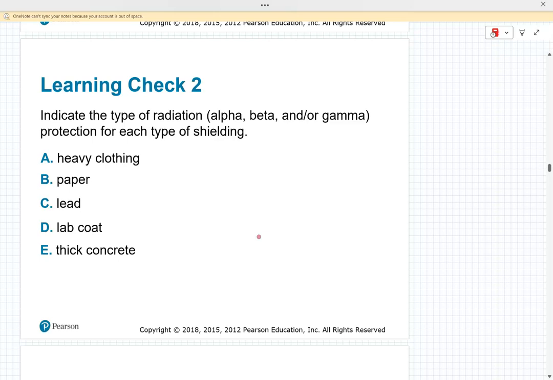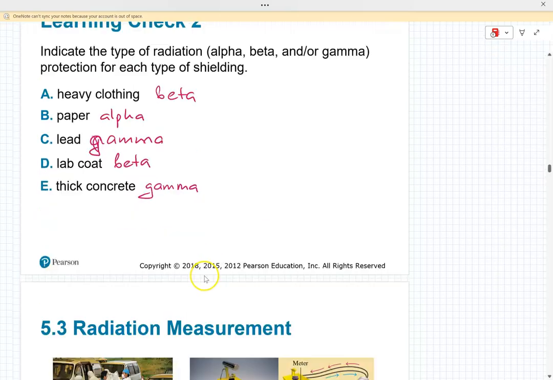Heavy clothing. What will it protect against? Beta? Well, alpha, obviously, but paper, lead, gamma. Lab coat and concrete. Okay.